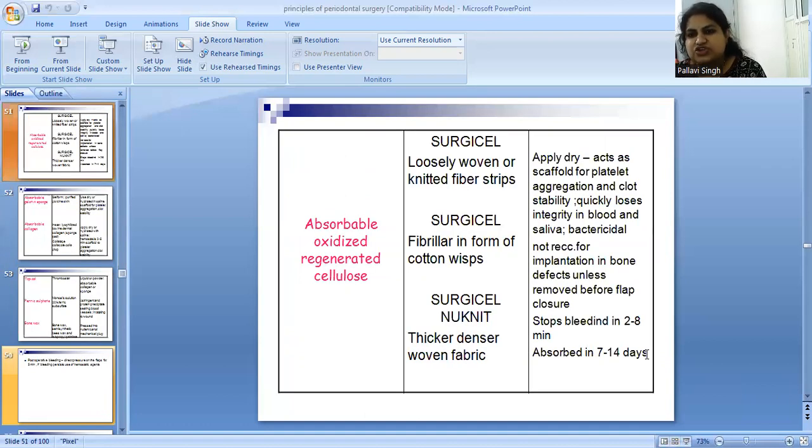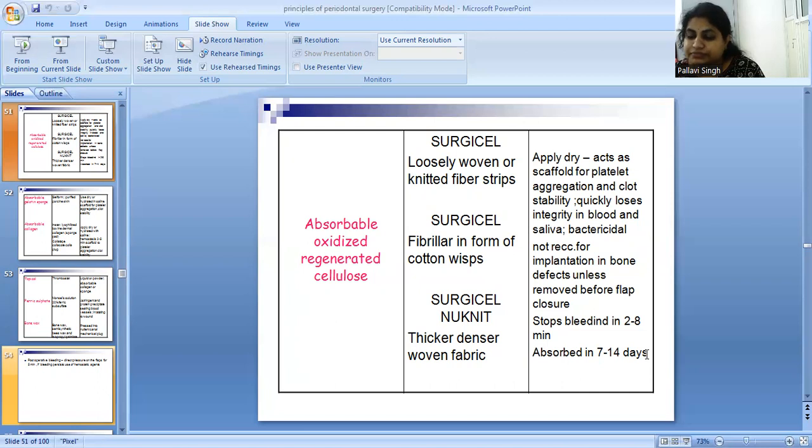First is your absorbable oxidized regenerated cellulose. Surgicel, loose woven or knitted fibrous strips. Surgicel Fibrillar, in the form of cotton discs. Surgicel Nu-Knit is a thick, denser woven fabric. This absorbable regenerated cellulose, you can apply dry. It basically acts as a scaffold for the platelets. So platelets come into this area, start aggregating, and form the clot.